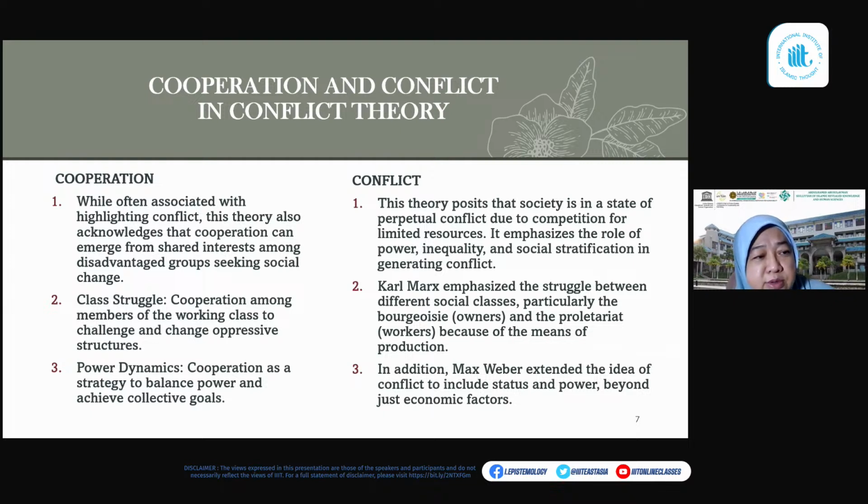Conflict perspective also, after Karl Marx, another group of Marx followers led by Max Weber, his students, extended the idea of conflict in society to also include the struggle for status and power, the conflict that happens between people of different religion, different race, which can also induce conflict in society. Indirectly, this conflict, if it is resolved properly, can lead to cooperation among people.